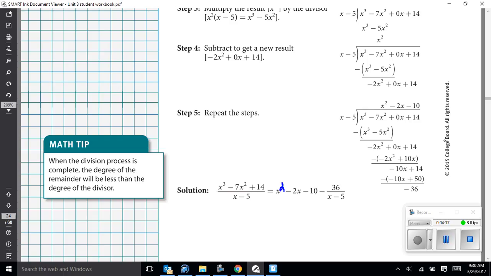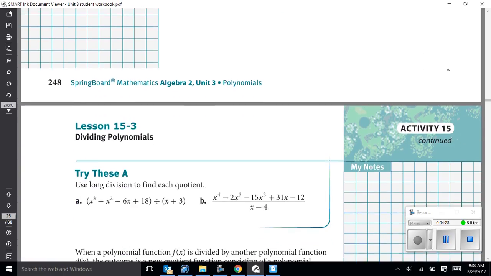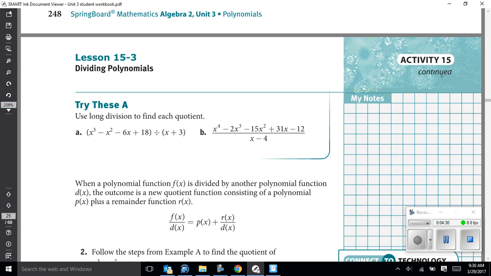All right, so it's one thing to read through somebody else's work. Let's just jump in and do one together. What page are you on? 248. Now on 249.